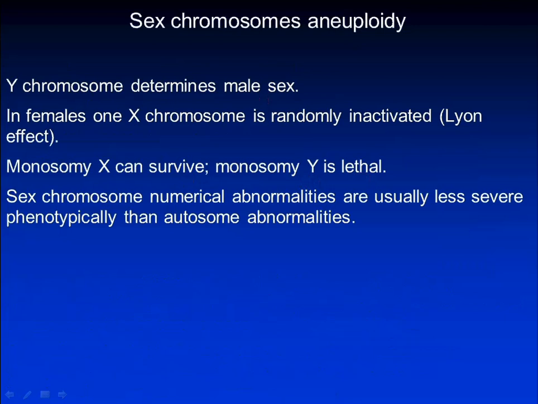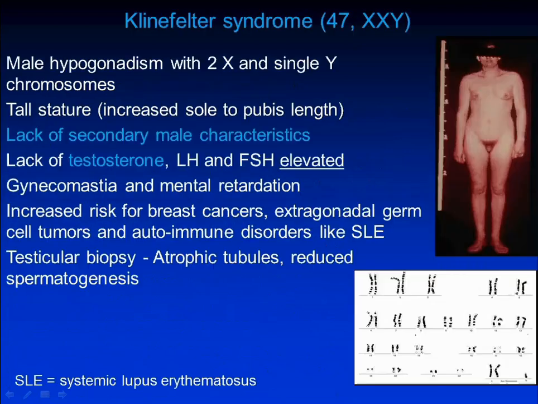Sex chromosome numerical abnormalities are usually less severe phenotypically than autosome abnormalities. Klinefelter syndrome represents a male hypogonadism with two X and single Y chromosomes. Here is a karyotype for Klinefelter syndrome. Here are two X chromosomes and one Y chromosome.